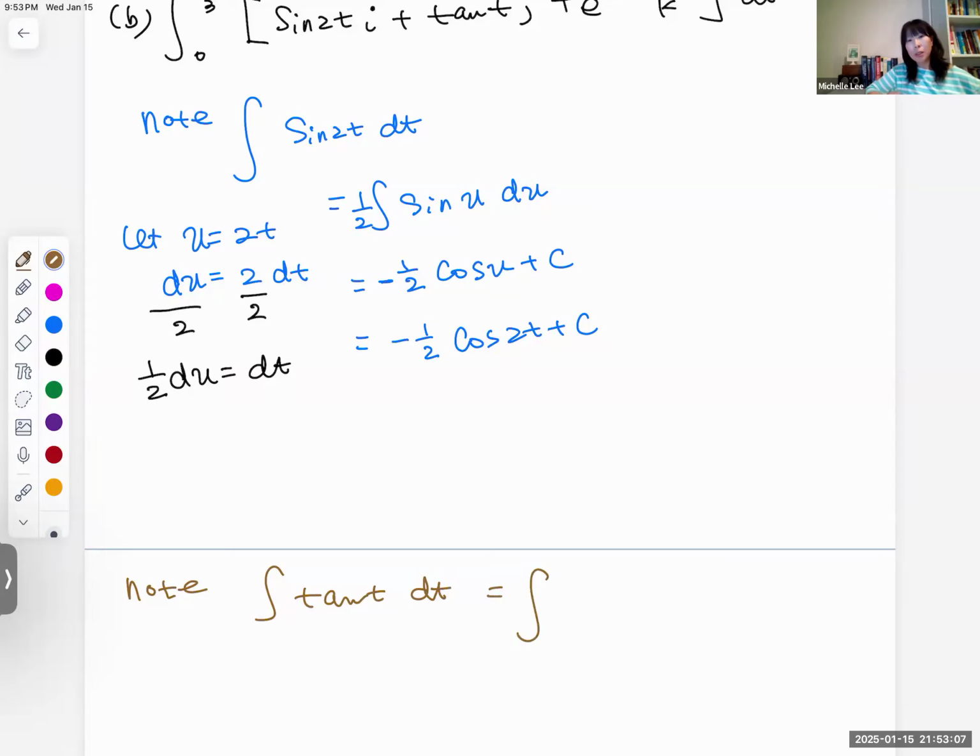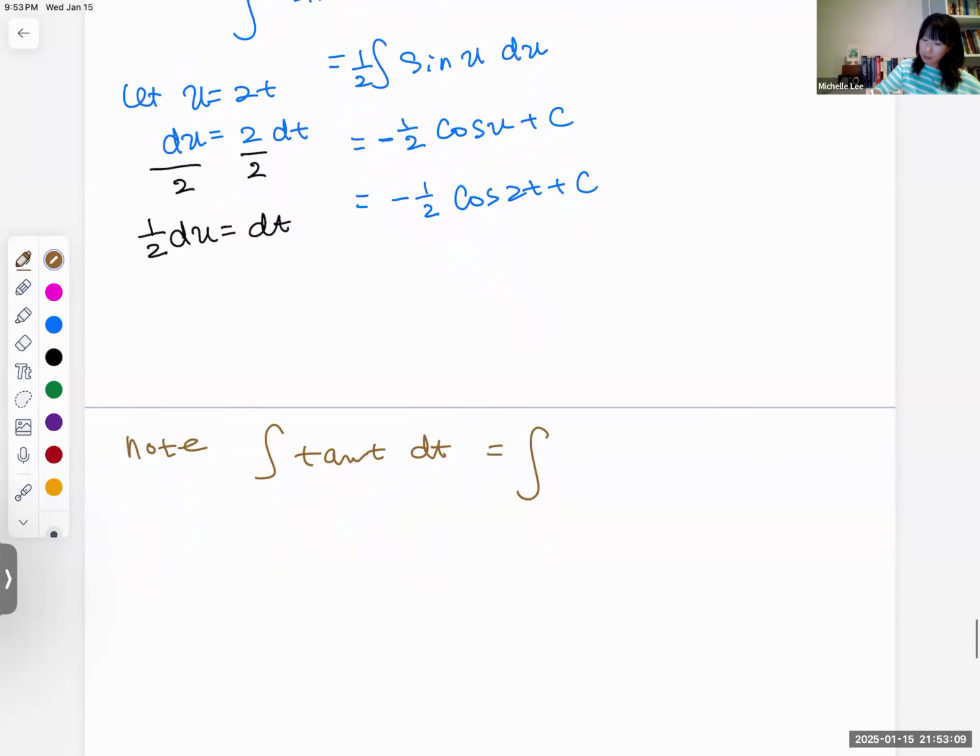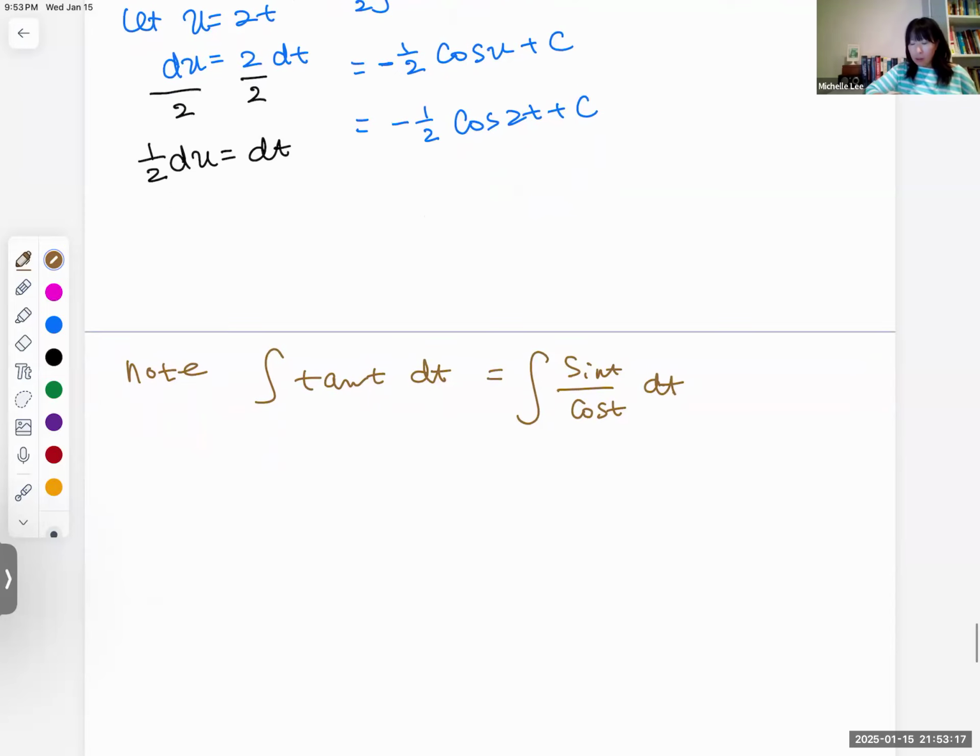Okay, tangent we can express as sine over cosine, right? So sine over cosine. If you cannot think, there is basically a LIATE method. When I taught Calculus 2, you can think easily if you are using the LIATE method. Please watch my video on the LIATE method. So tangent t equals sine t over cosine t.